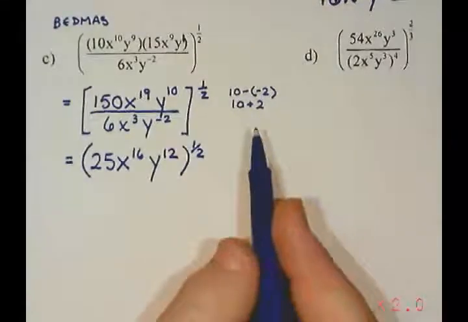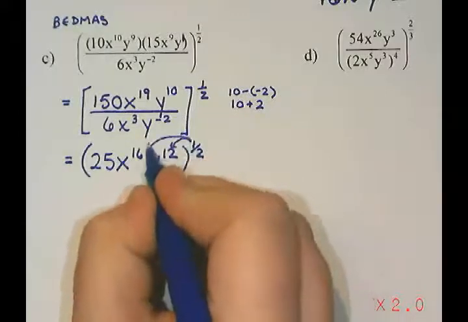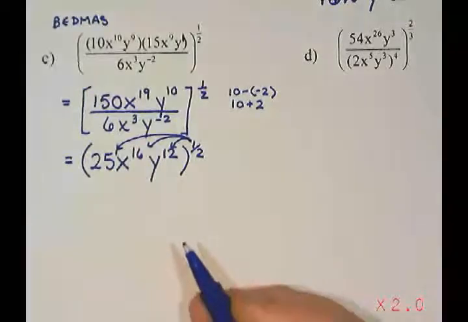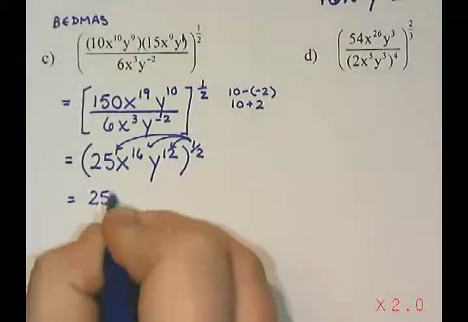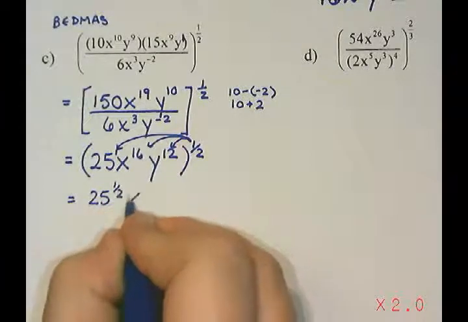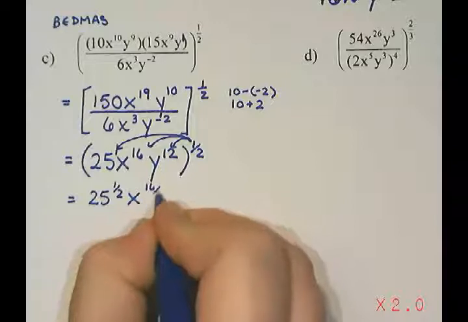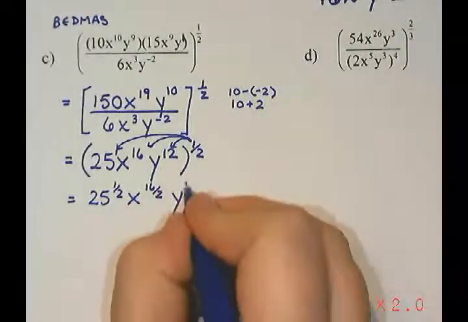Now I'm not going to write this as a big root. I'm going to multiply that 1/2 into all of my exponents, including that hidden 1 on the 25. So I get 25 to the power of 1/2. X to the power of 16 times 1/2 is 16 over 2. And y to the power of 12 times 1/2, which is 12 over 2.